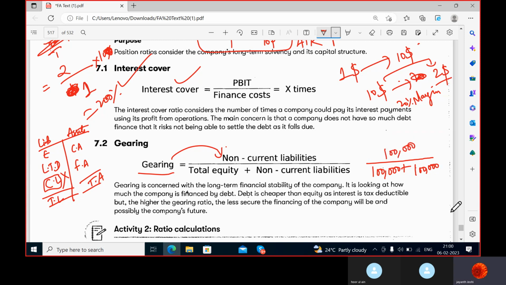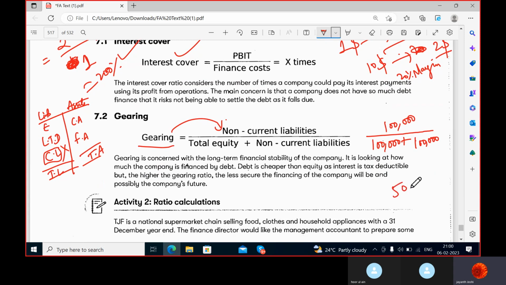So how much is my non-current liability in total capital? Can I say 50%? Yes, I can say 50%. I have 50% debt in my company and I have 50% equity in my company. Can I give this statement? Yes, sir.